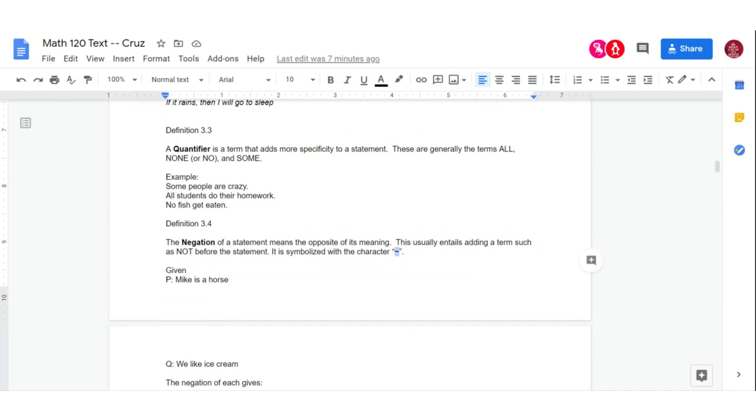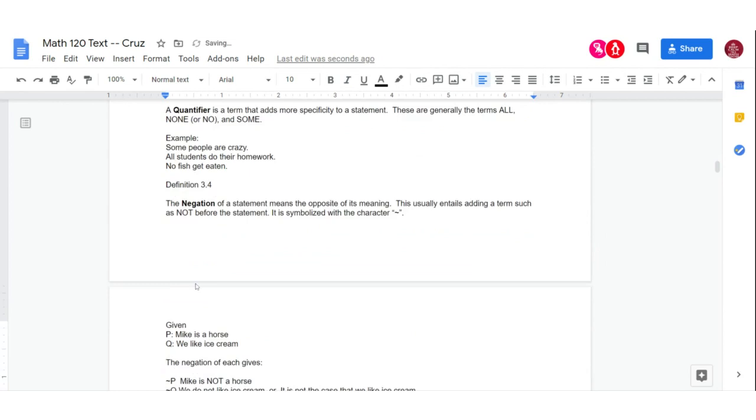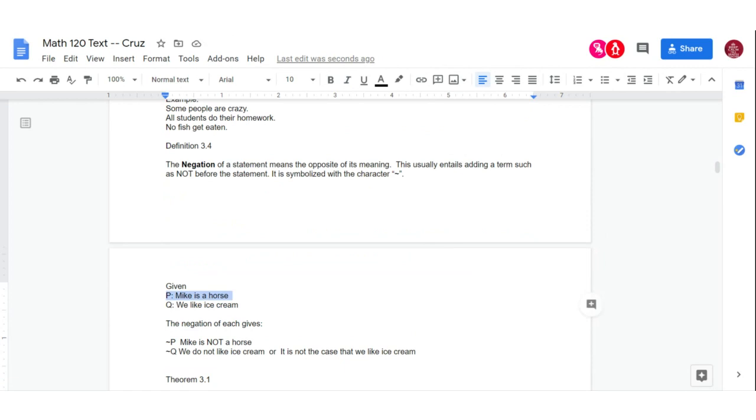So if we have these two statements, Mike is a horse, and that's P, and Q is we like ice cream, then the negation of each is, so you'll put the little negation in front of the P. And that simply means Mike is not a horse. Okay? Mike is not a horse. That little negation in front adds the not.